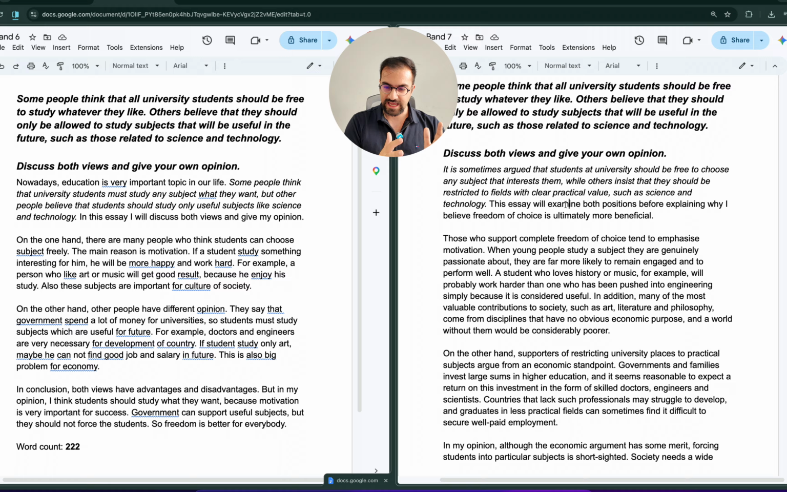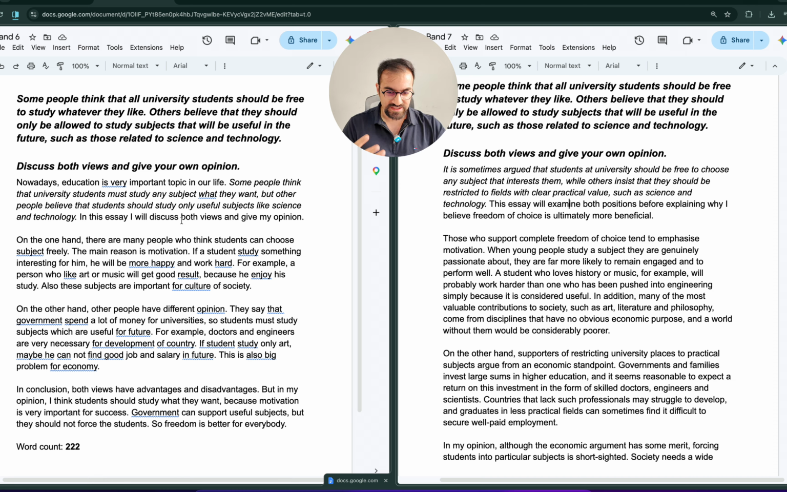So on the one hand, we've got people who believe people are free to choose whatever they want to study. On the other, they think it should be restricted to practical fields, right? But here, some people believe or think that university students must study any subject what they want, but other people believe that students should study only useful subjects like science and technology.